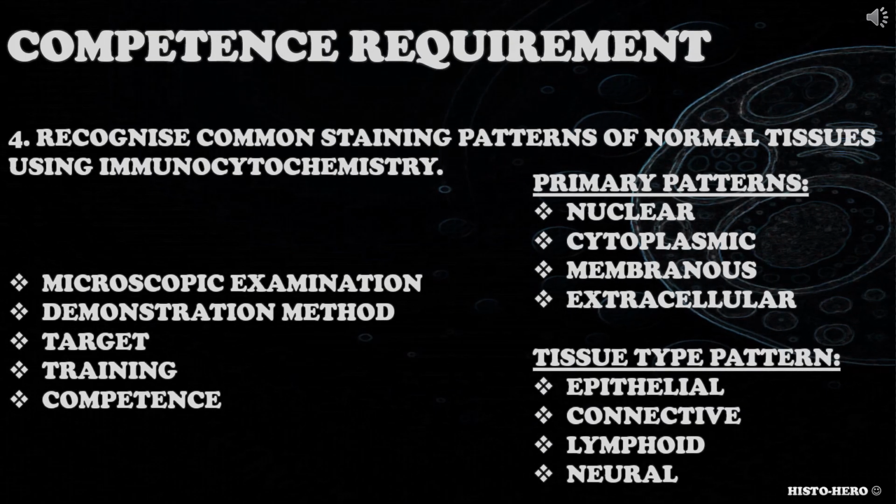The fourth competence requirement is recognize common staining patterns of normal tissues using immunocytochemistry. Candidates should be able to recognize common staining patterns on IHC slides. Does the candidate correctly recognize staining patterns on IHC stained slides? Can they recognize the tissue type?